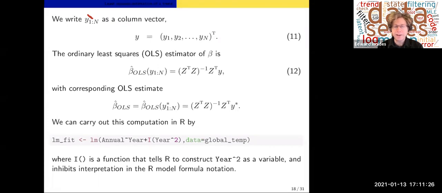So lm.fit here is our fitted linear model object. If we want to fit that, we can do it as lm of annual tilde year plus I(year^2). The constant term is there automatically in lm, and we need this I() function to tell R that year squared is a function of a variable that we want in the model.